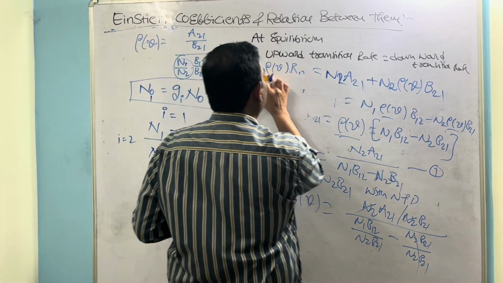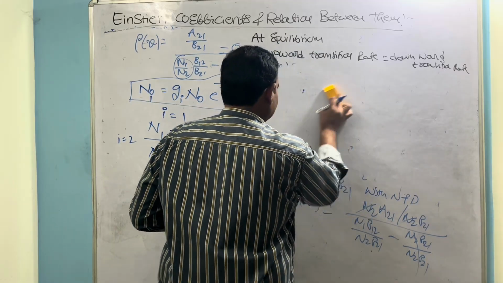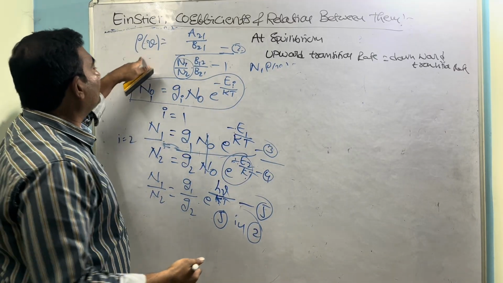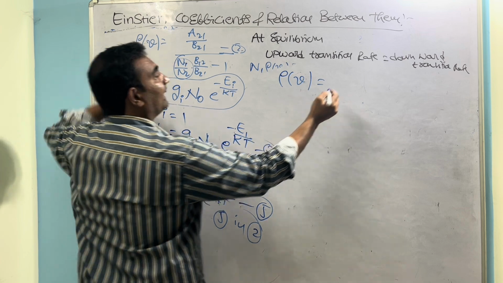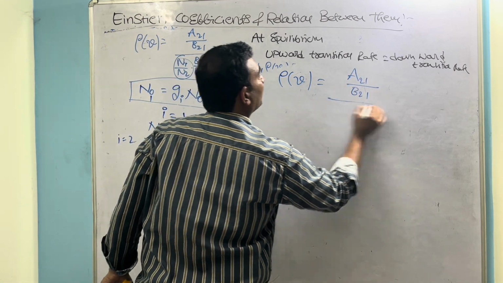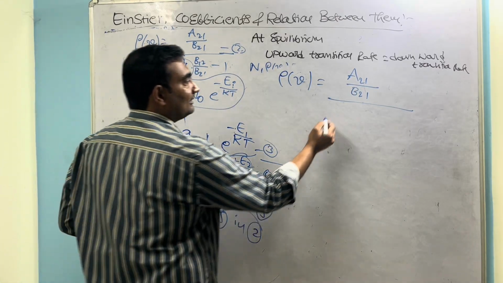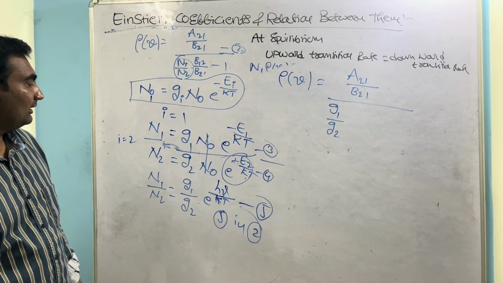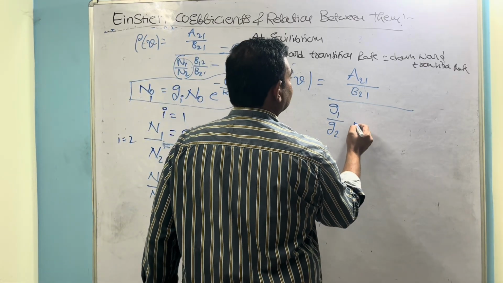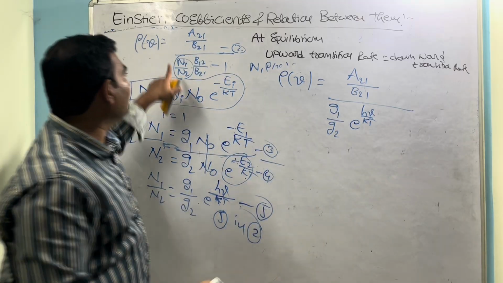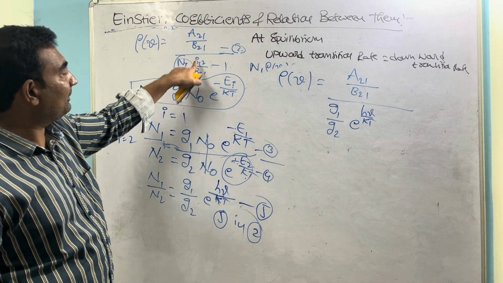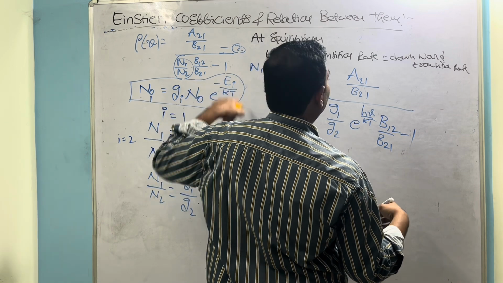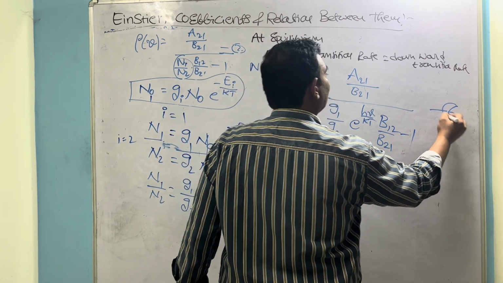Now let us see what happens. So rho of nu equals A21 by B21, whole divided by N1 by N2, whose value is G1 by G2 into e power h nu by kT. This is the value of N1 by N2. Apart from that, there is B12 by B21 minus 1. Let us assume that this is equation number 6.